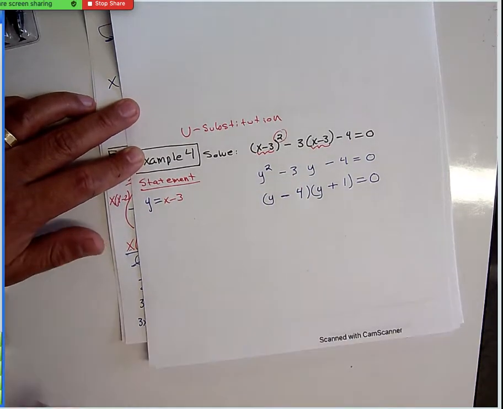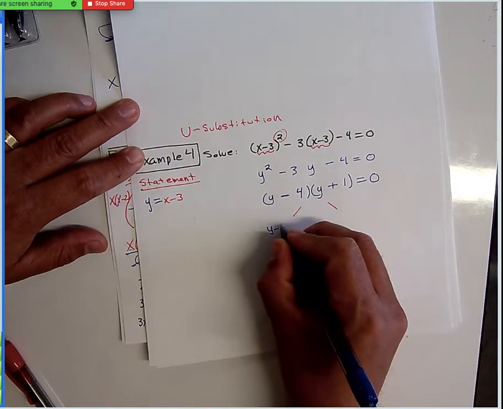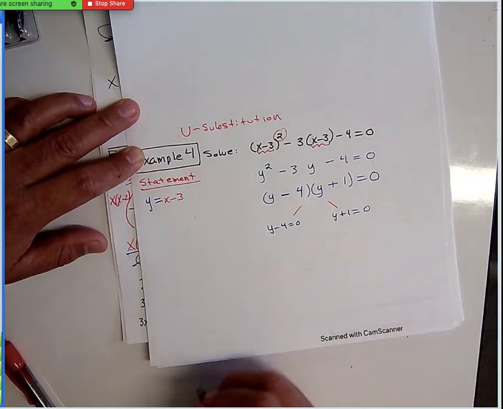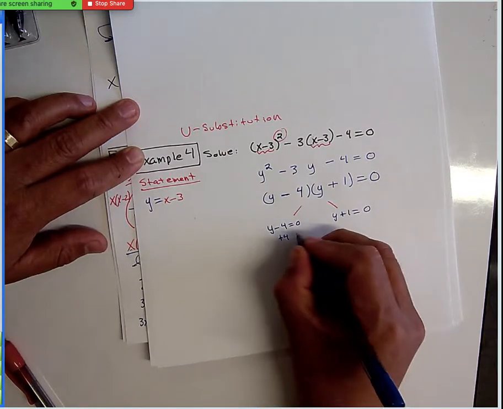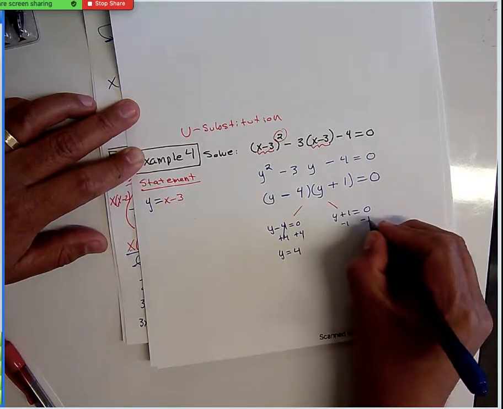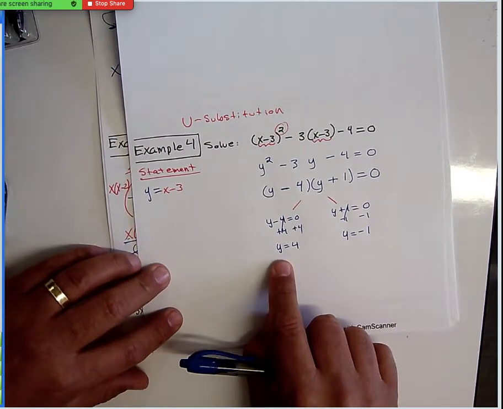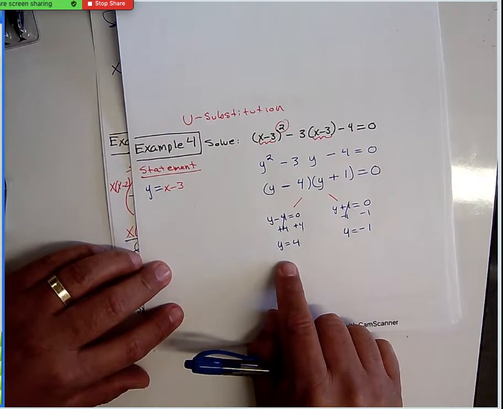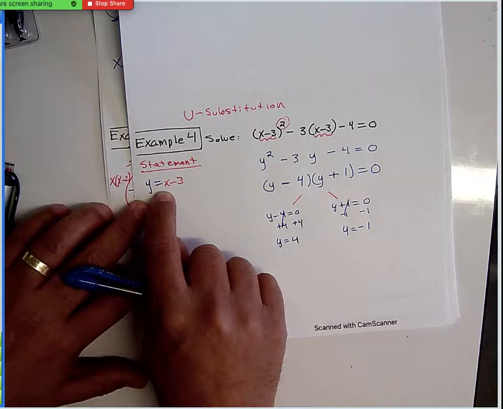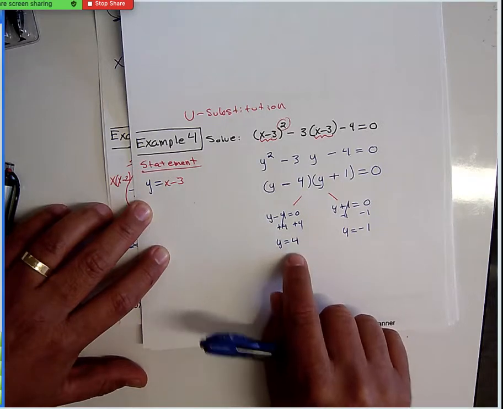So we have factored now. You do the 0 property where this factor equals 0 and that factor equals 0, and then solve for y. Plus 4 plus 4, so y equals 4 here. Minus 1, so y equals negative 1 here. Okay, using your mathematical instincts, how are we going to use this statement, this equation that I did here, with those answers? What other step do you guys think I need to make to find the final answer?